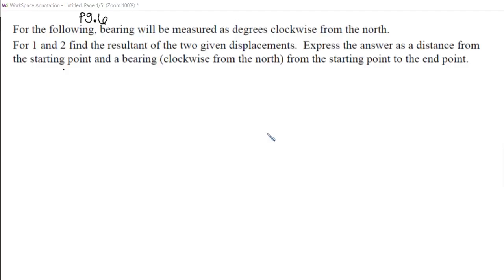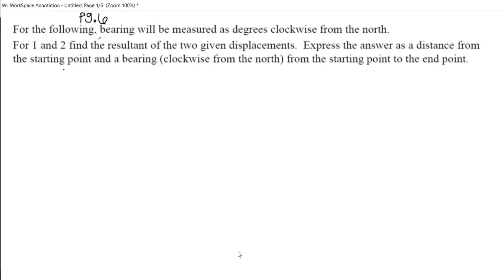Okay, so for this video, we're on page 6 of our notes on Unit 2. The first prompt on page 6 is trying to explain to you what bearing means. The first sentence says the following: bearing will be measured in degrees clockwise from the north. Now, let's go ahead and explain what I mean by that.